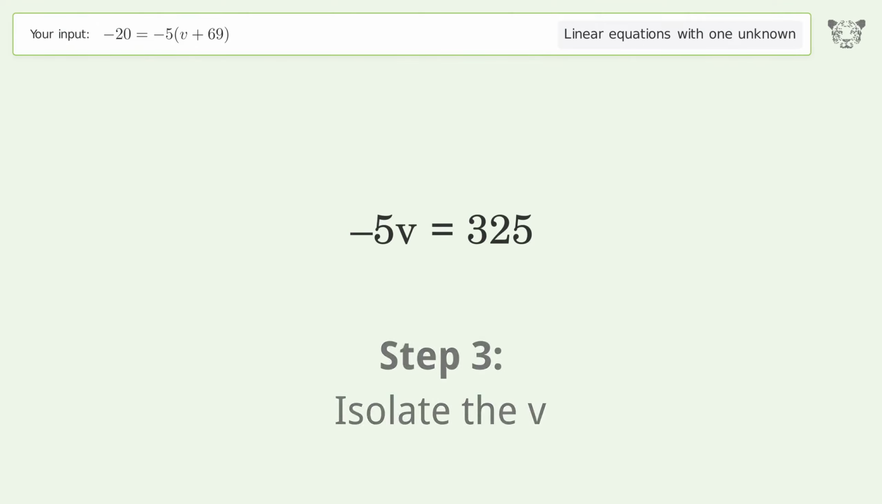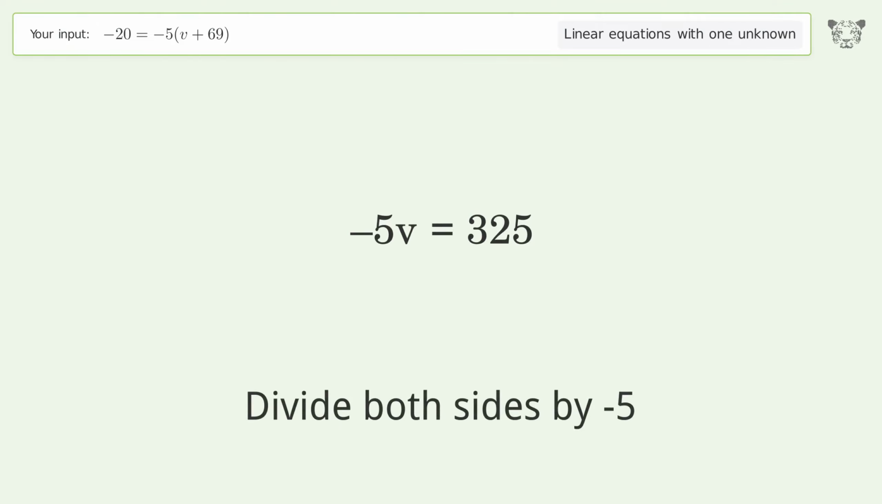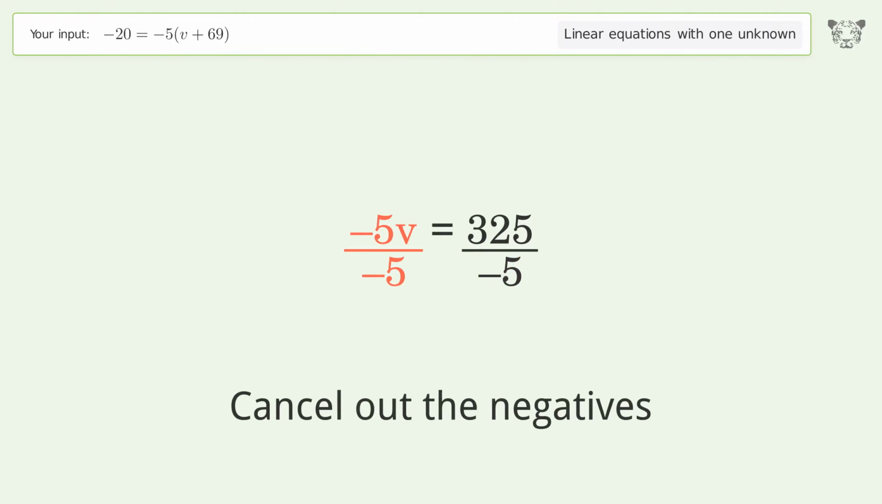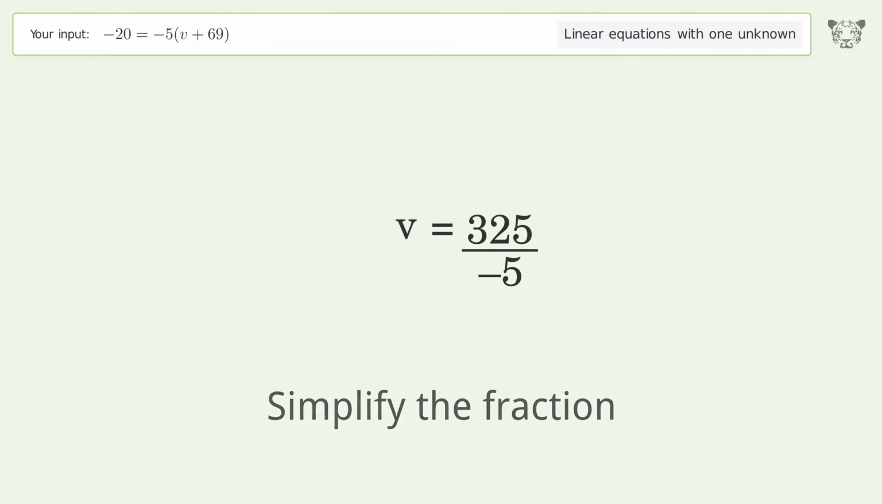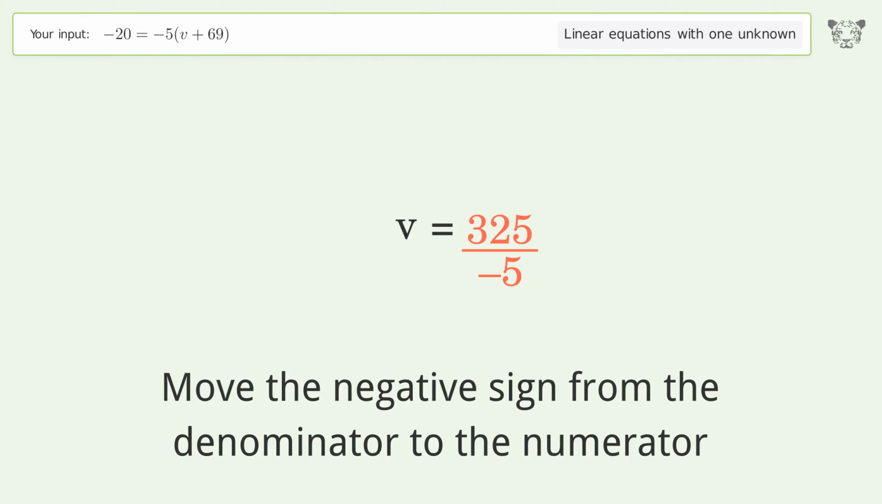Isolate the v. Divide both sides by -5. Cancel out the negatives. Simplify the fraction. Move the negative sign from the denominator to the numerator.